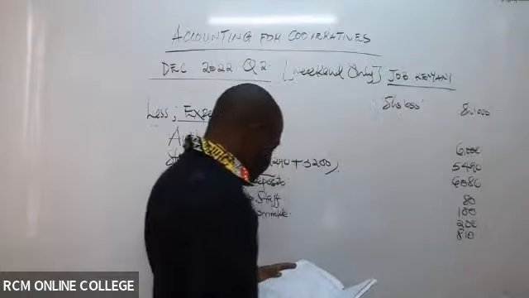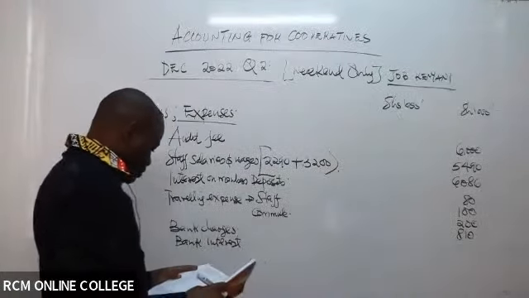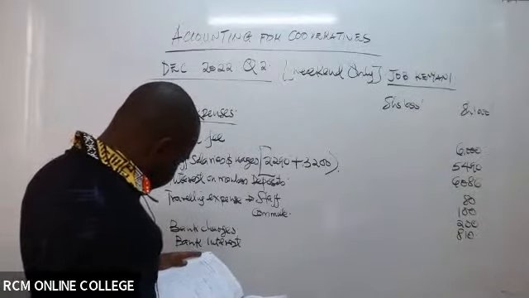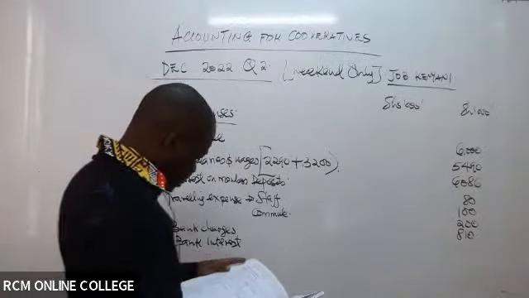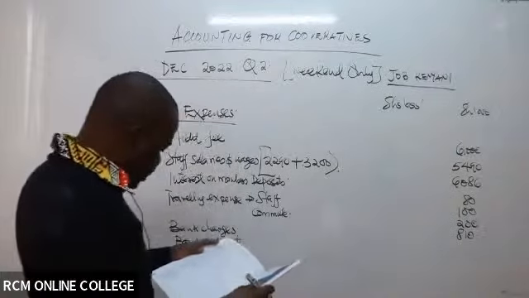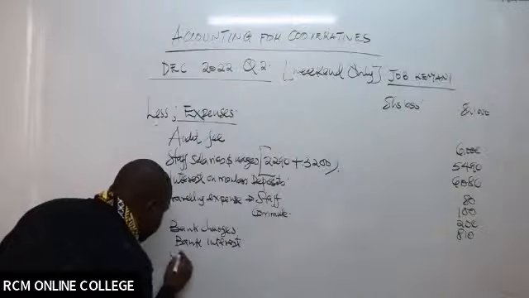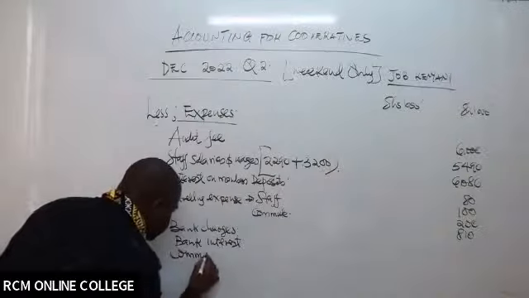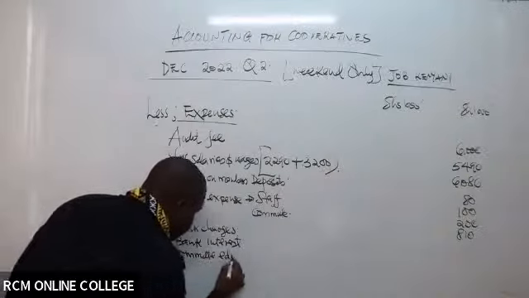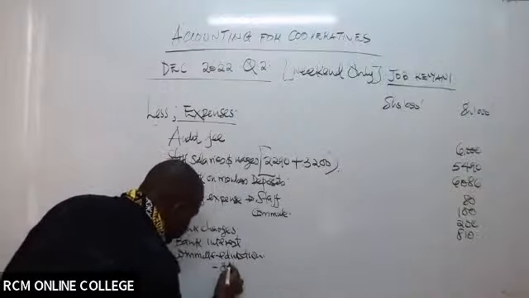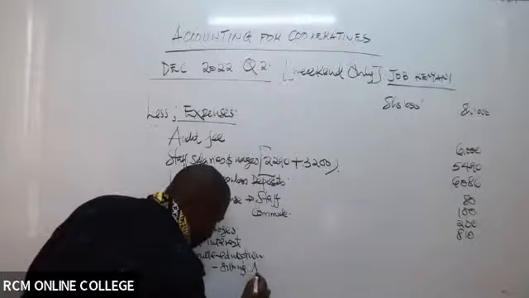810, exactly 810. Then we have, apart from the bank interest, salaries and wages. I think we've been able to deal with it. Committee education expense, committee sitting allowance. So committee expenses: committee education, and of course sitting allowance.